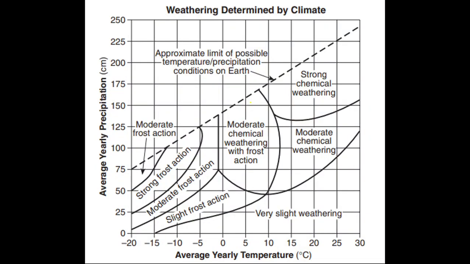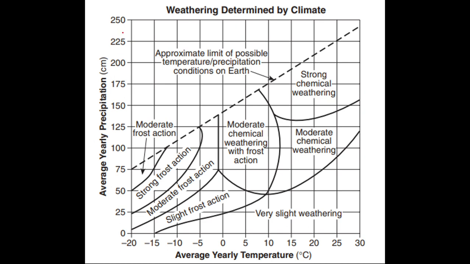Okay, so this chart is something that is not in our reference tables. Again, it is not in our reference tables, but it's something that's worth taking a look at. You have your temperature here on the bottom, right? And then on the side, you have your average yearly precipitation, meaning the amount of rain.